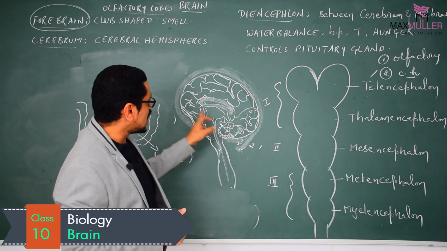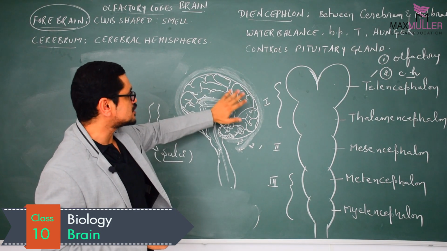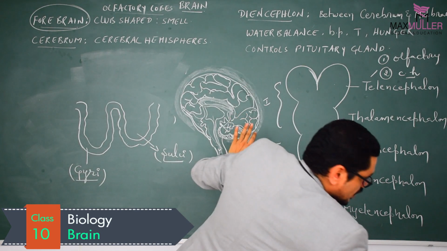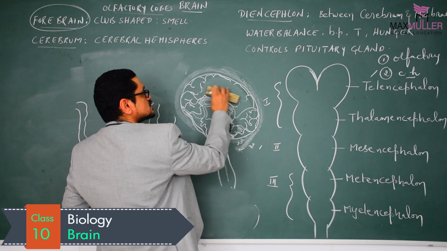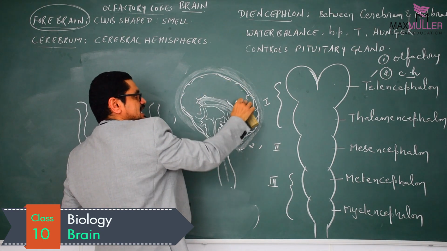Am I clear? So all these are the foldings which are seen in the front portion of the brain. See, all these are the foldings which are seen in the cerebral hemispheres. So this is an area.